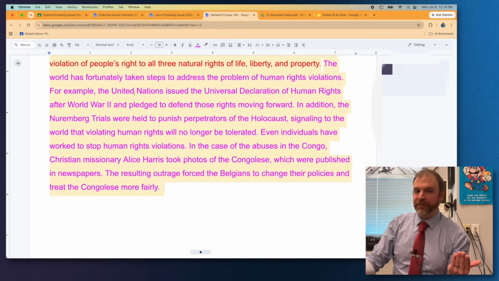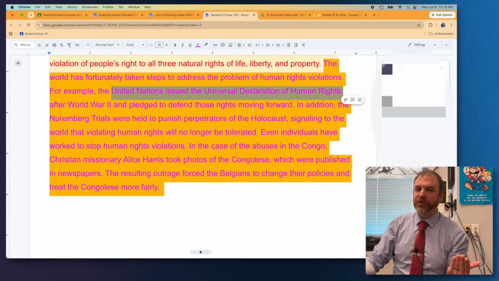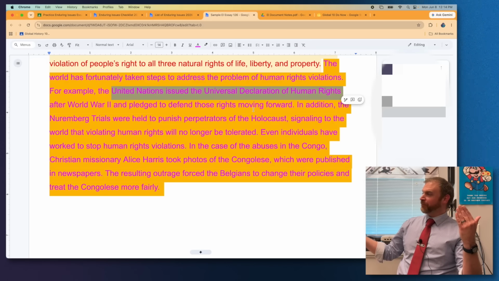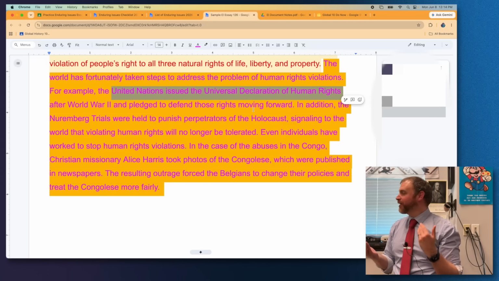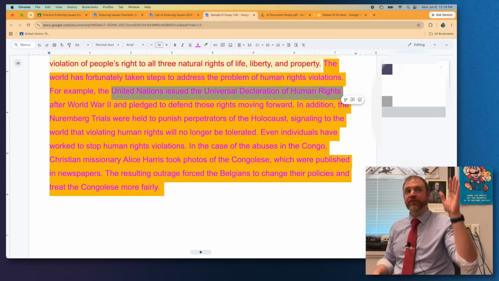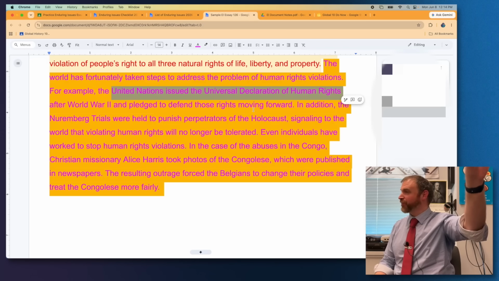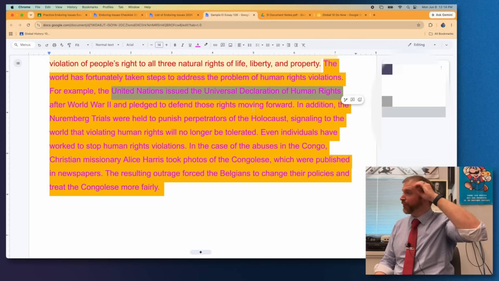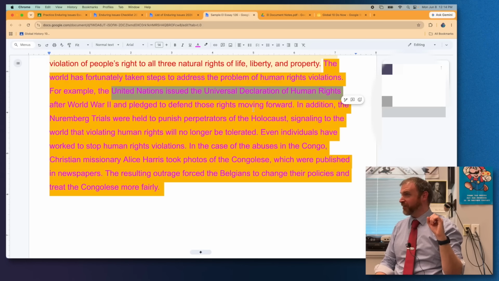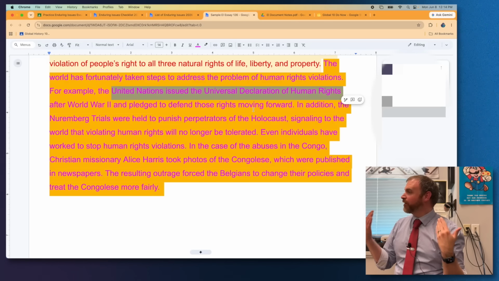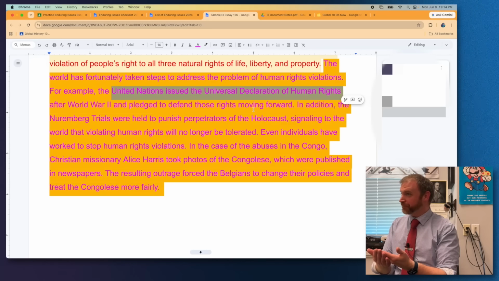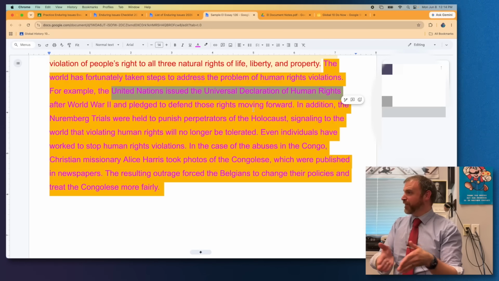So what did I write about? The United Nations issuing the Declaration of Human Rights after World War II. If you don't remember that, we spent half a period on this. We had a do now about that particular set of human rights that the United Nations said it was going to protect, right? So the United Nations is a peacekeeping organization that also strives to keep people protected.